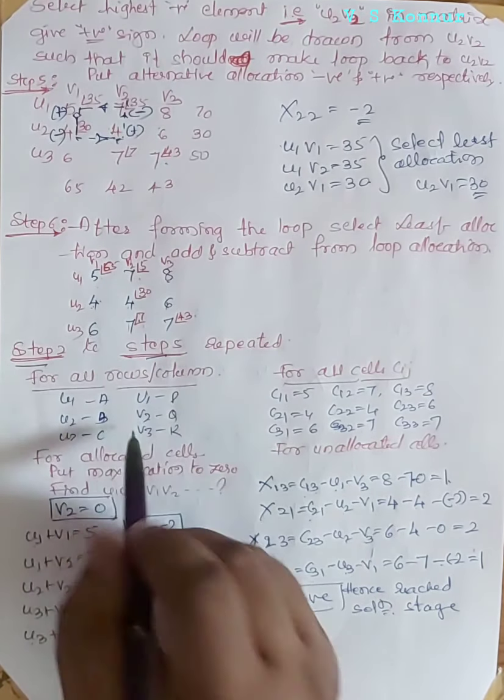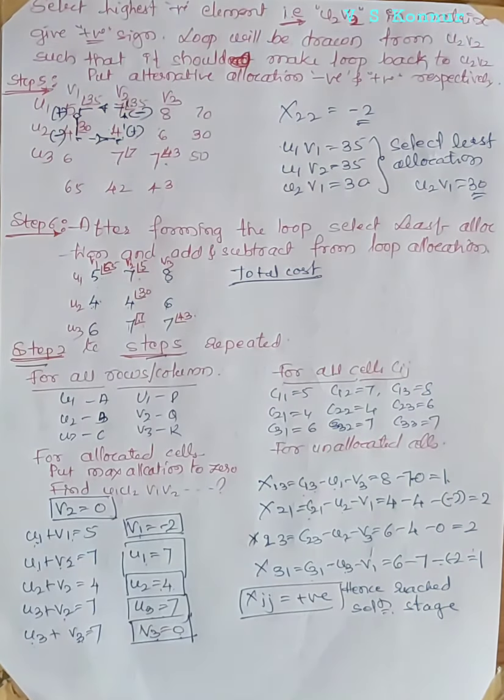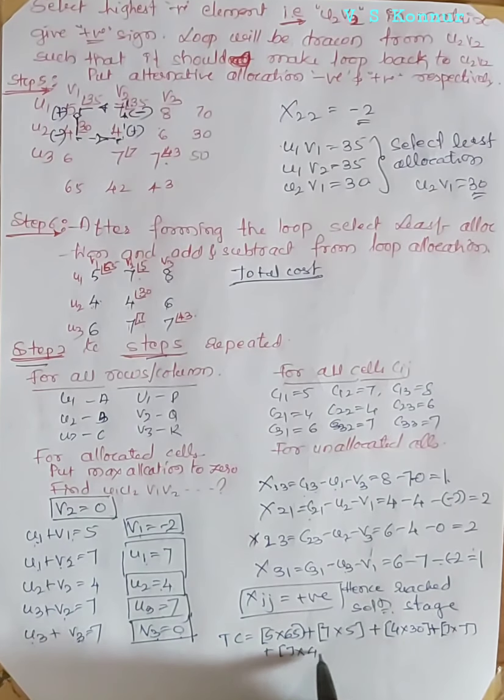Now this is the right answer. For this we have to calculate the total cost. How much total cost will we get? Total cost is equal to 5 into 65 plus 7 into 5 plus 4 into 30 plus 7 into 7 plus 7 into 43. So we will get a total cost equal to 830 rupees. So this is the answer.